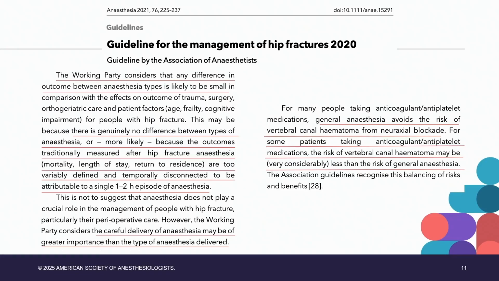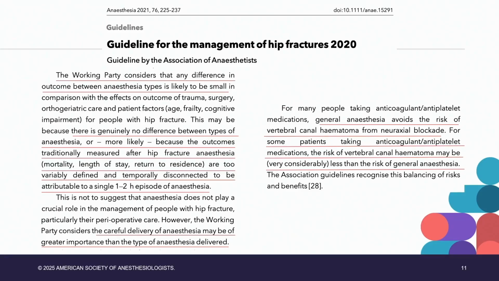This is from the Association of Anesthetists. I just like saying anesthetists. And they say that there's really not a lot of difference between general and regional anesthesia. And as with any vague guidelines, it's really about the careful delivery of anesthesia that may be of greater importance versus the type of anesthesia that's delivered. That's like a cardiology consult saying to avoid hypotension intraoperatively.